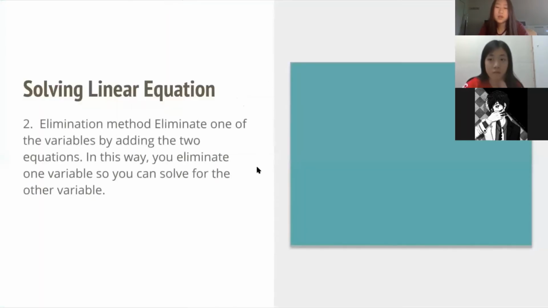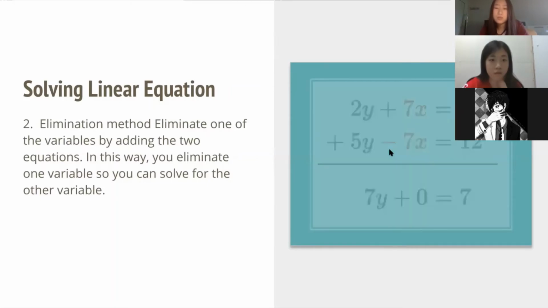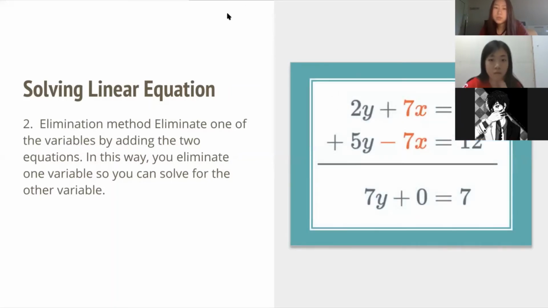And we have another method, which is elimination. The elimination method eliminates one of the variables by adding the two equations. In this way, you eliminate one variable, so you can solve for the other variable, which is kind of similar to the other one as well, because both of them use only one variable to solve. And here is the example.